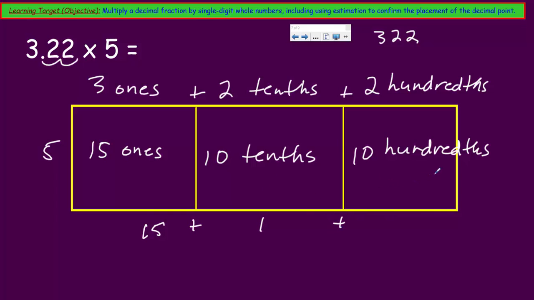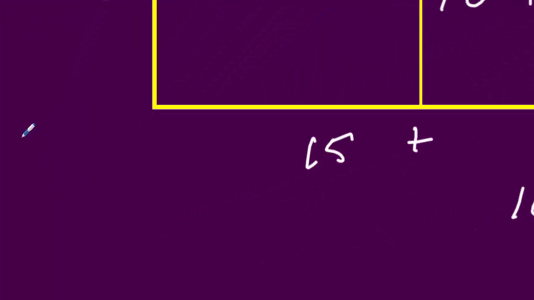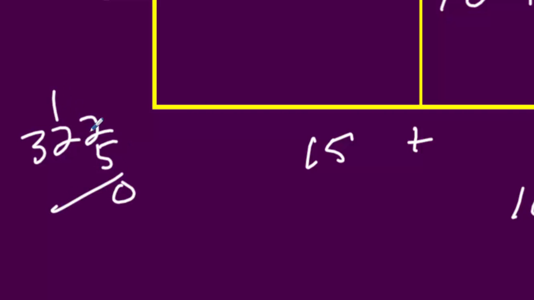Here we have 10 hundredths. Well, 10 hundredths, if you recall, is the same as 1/10. So let's write that as 1/10. Now you can see we have 15 plus 1, which is 16. And then we have our 1/10. Should be 16.1. Oh, we didn't do our algorithm. So let's find out if that's true. 322 hundredths times 5. Well, it looks like 10, 10, and 11, carry the 1, 15, 16.